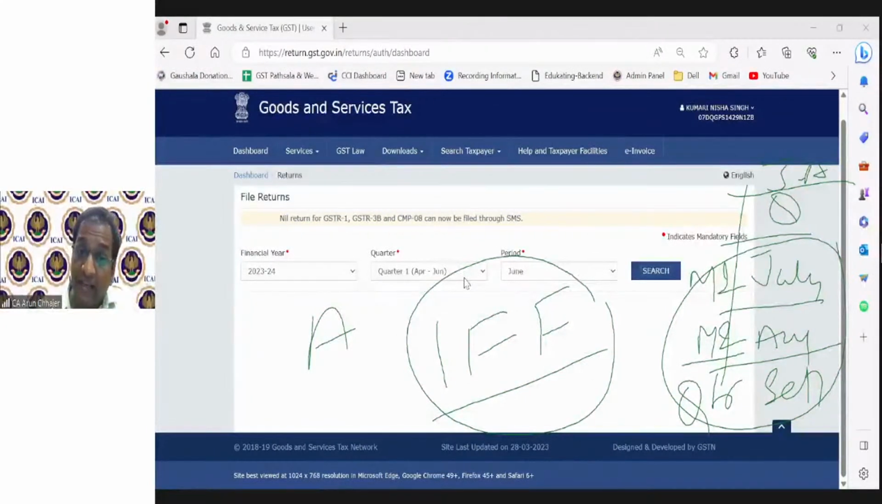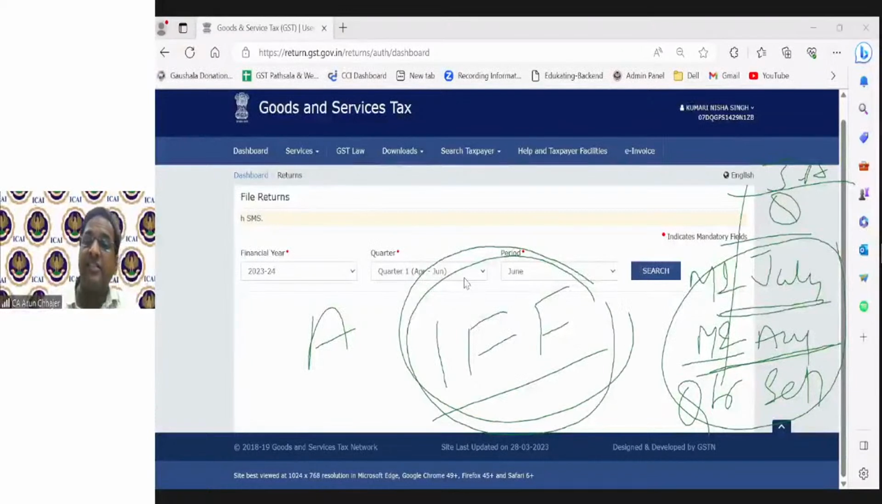So A will file for month 1 and month 2 all the B2B transactions through IFF, by which it will appear in the GSTR2B of the customer, and as a result, the customer can take the ITC in the same month. The last date of IFF is the 13th after the end of the month.